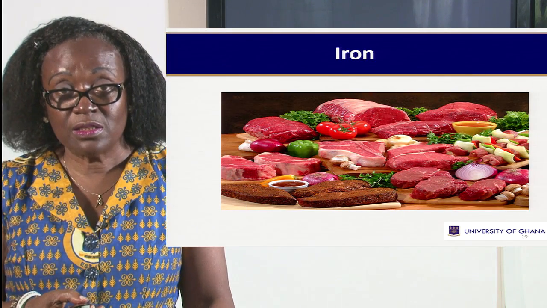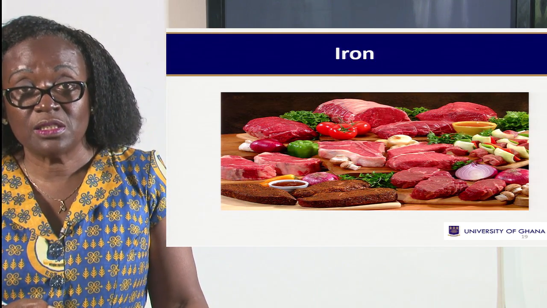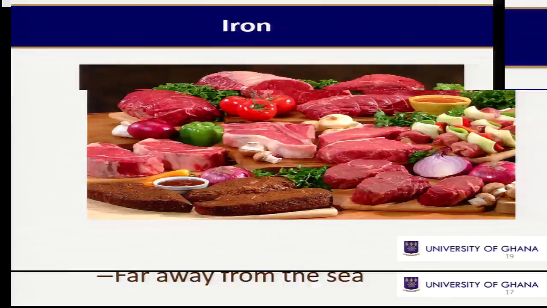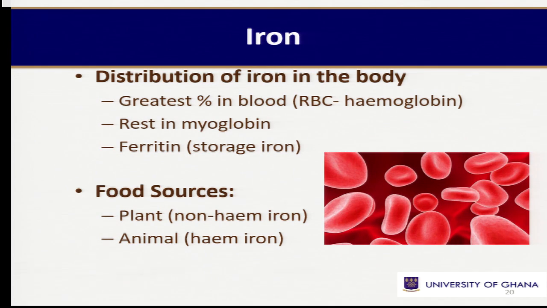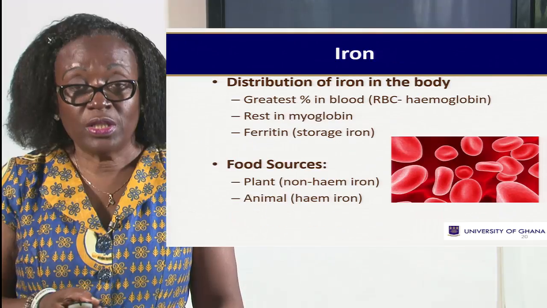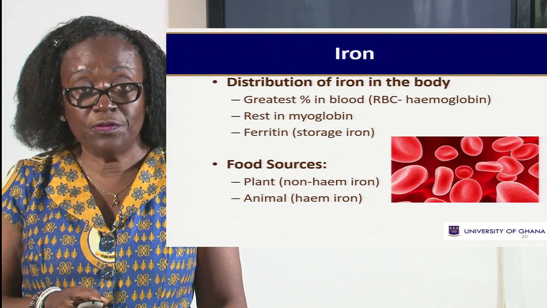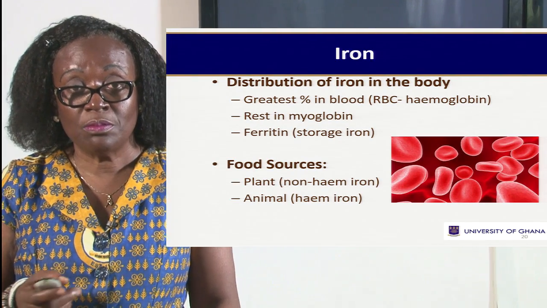Yes, our next trace element of importance is iron. And you see from the meat, red meat is the best source. However, the majority of our people cannot afford it, because this is very, very expensive. But there are other food sources which we can get it from. So it is not only from meat, we get it from plant sources.